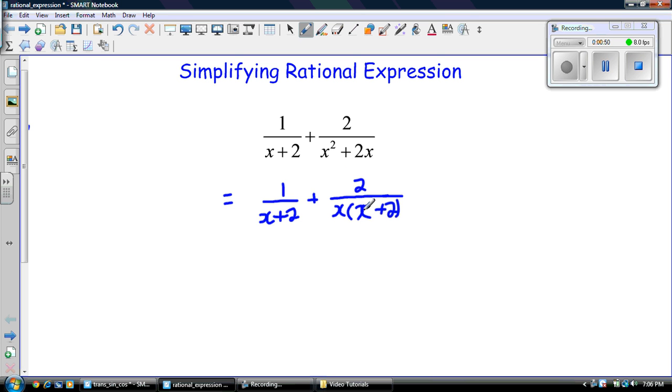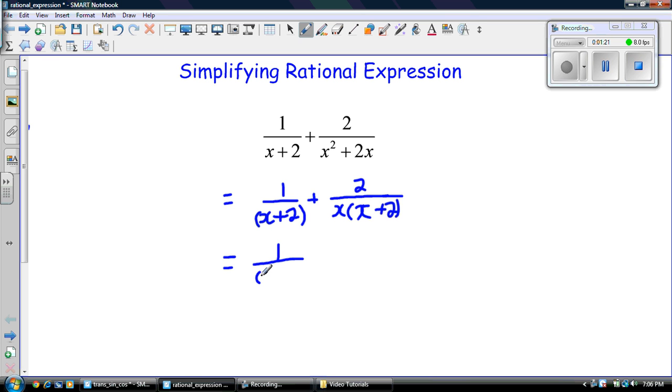So I get x times x, that's x squared, and x times 2, that's 2x. Now we're at this stage. It's just like adding fractions. If you have two different denominators, you have to find a common denominator. What am I missing in this? I'm missing this x. So if I multiply this fraction by x over x, then I'll have exactly the same denominator as that one. That's exactly what I'm going to do.